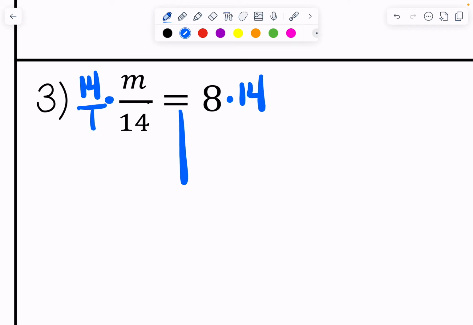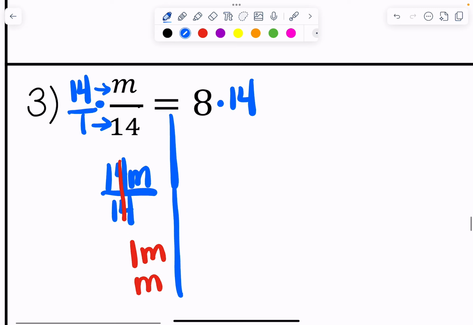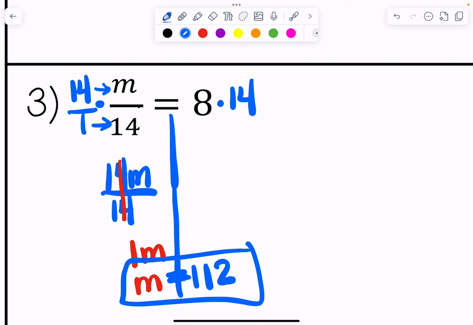What's happening over here is if I multiply straight across, 14 times m is 14m. 1 times 14 is 14. And now I can see that 14 divided by 14 is going to equal 1. So I'm left with 1m, or just m. And then on the right-hand side, if I multiply 8 times 14, I'm going to get 112. So now I know that m is equal to 112.